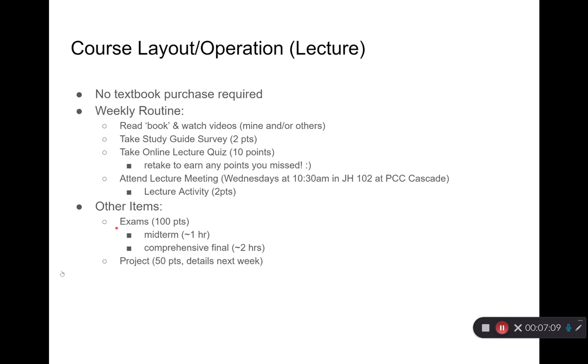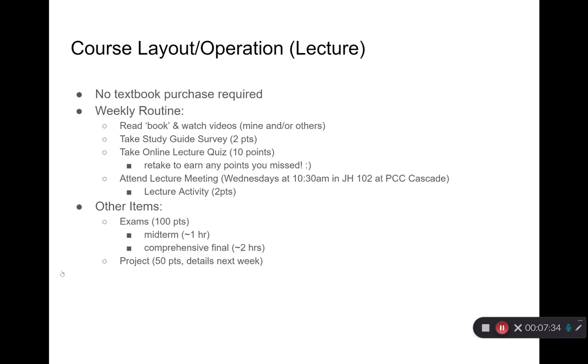The exams, we're going to have basically 100 points worth of exams, so about a quarter of your overall grade is going to be these exams. There's a midterm in week 6, and we're only going to have actually a little less than an hour for that. So, because of that, I'm going to say it's 50 points. If you do well on it, great.